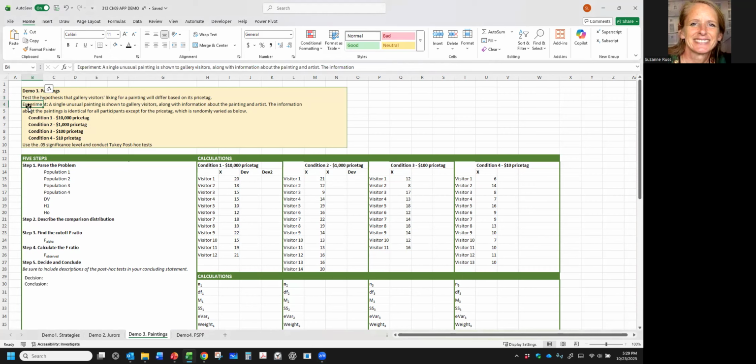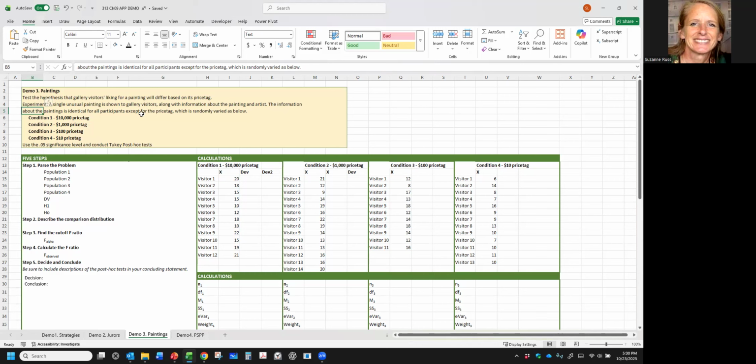So the experiment was this. There was a gallery and the items all had price tags and people were asked to rate how much they liked each painting. But one particular painting, an unusual painting, came along with a general bit of information about it, as they all did. But the information about the paintings was all identical for everyone who read the information, except on just this one painting, the price tag was varied.